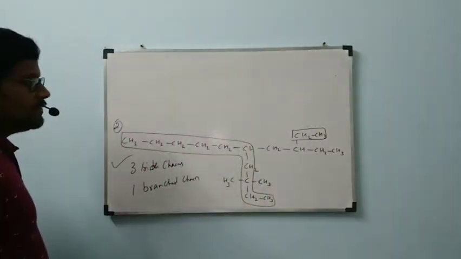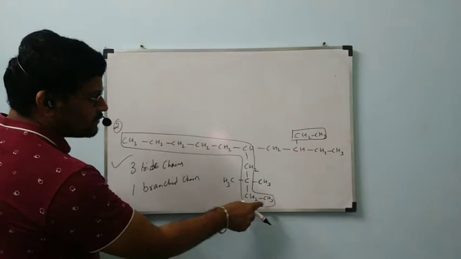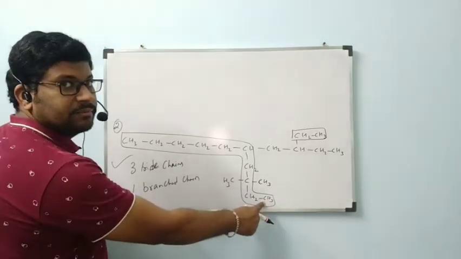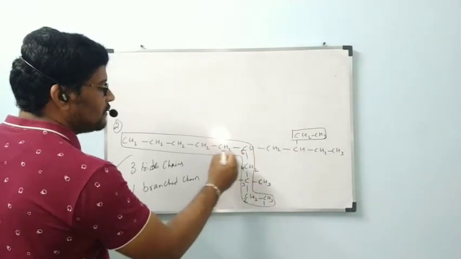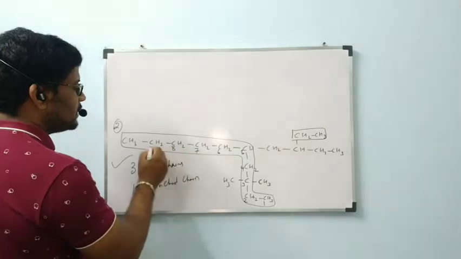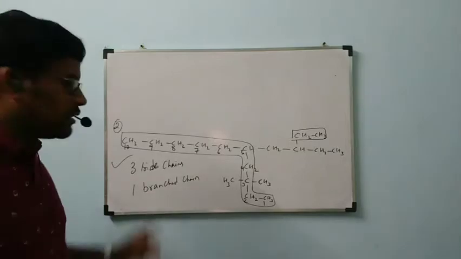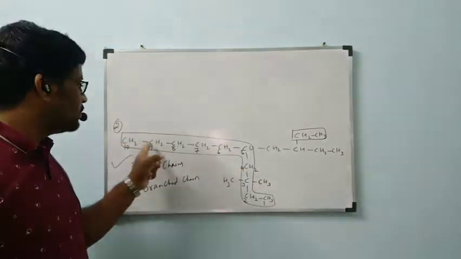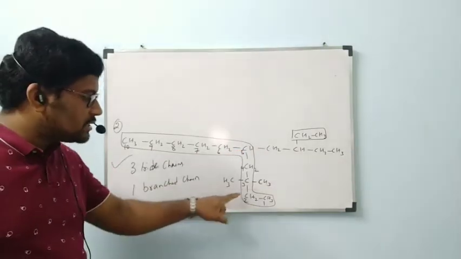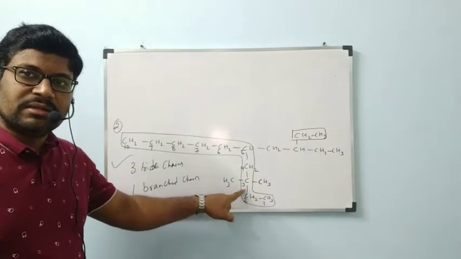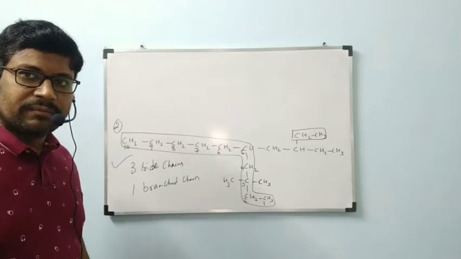Then according to this possibility, what is the name of this compound? We have to give numbering. Anyway, we are clear that we have to start numbering from here: 1, 2, 3, 4, 5, 6, 7, 8, 9, 10. Why do we have to give numbering like this? If you give numbering like this, 1, 2, 3, 4, 5, 6, the sixth carbon has a side chain. But like this, the third carbon already has a side chain. So, least number rule again: we have to select numbering like this.